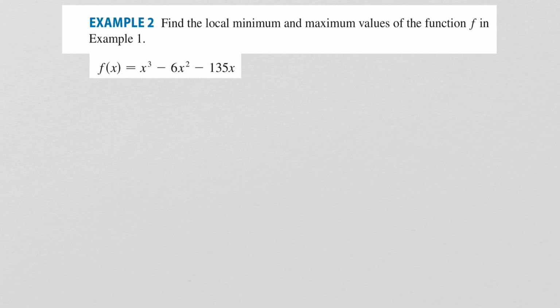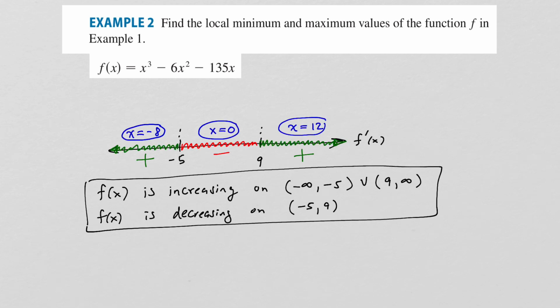So here we want to find the local minimum and maximum values of the function in example number 1. So here is that function. Let's go ahead and bring in our number line. So here is that number line that we got for the first example. We know the first derivative is positive here and then changes to negative. So that means that at this number here, negative 5, we should have a local maximum according to our first derivative test.